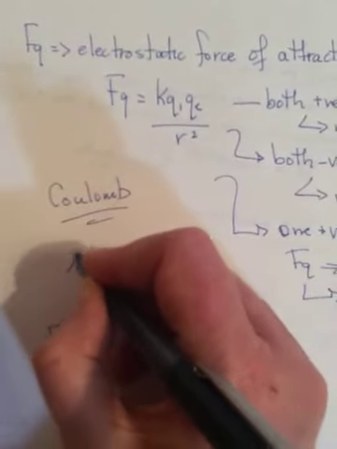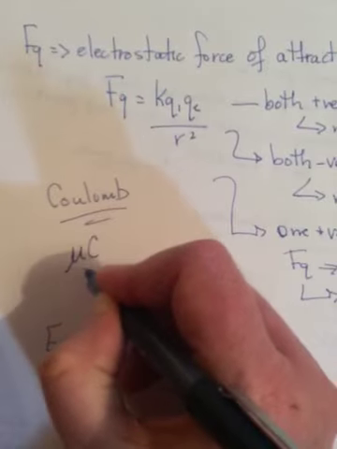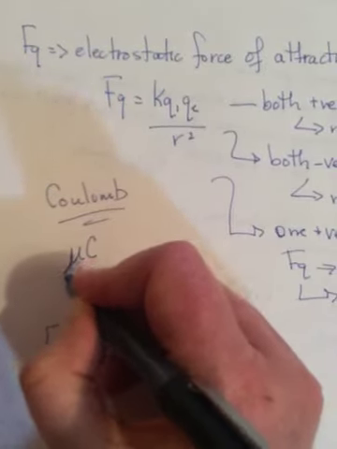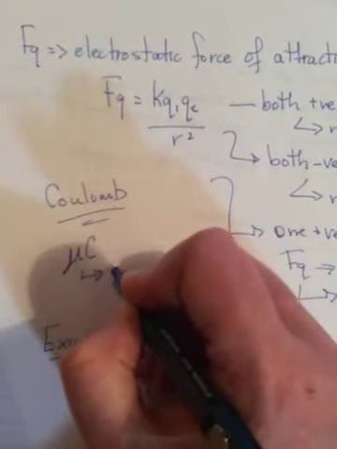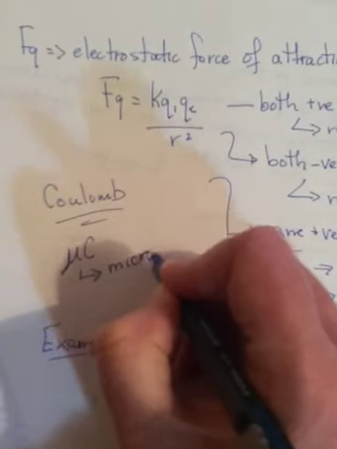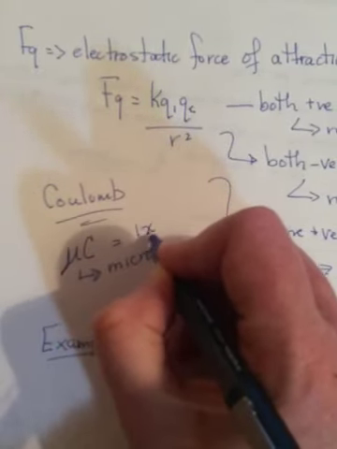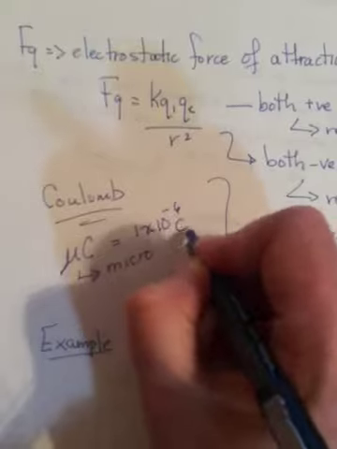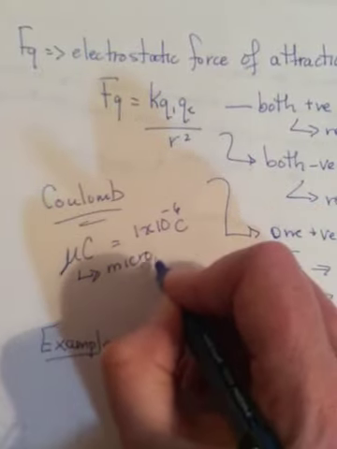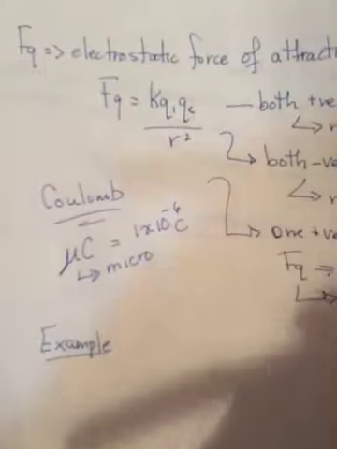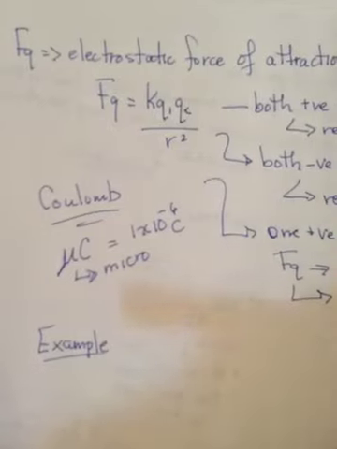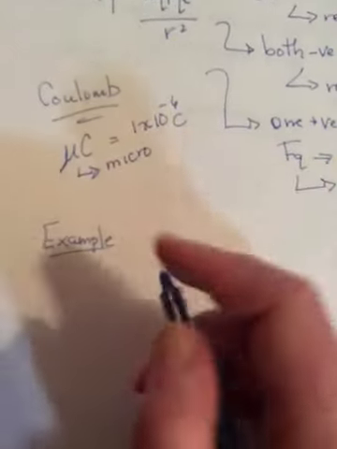So what we tend to use is a μC, which of course you remember from grade 11 physics, the μ is micro, and it's equal to 1 times 10 to the negative 6 coulombs. Okay, so this is a microcoulomb. So you'll see that a lot. Now and again you might see nano, which would be to the negative 9, but most often it'll be micro.